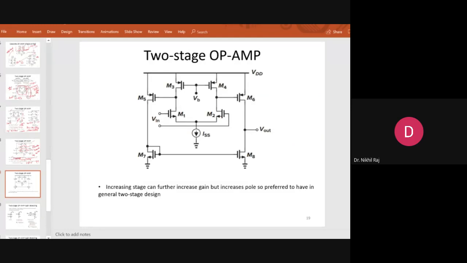Now one important observation in the two stage op amp: this was your simple differential pair, and this was your common source stage. Increasing the number of stages can further increase gain, but it increases the poles.